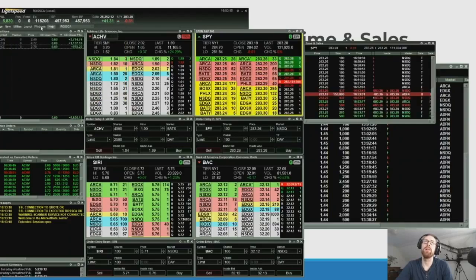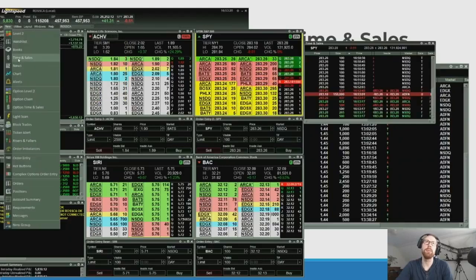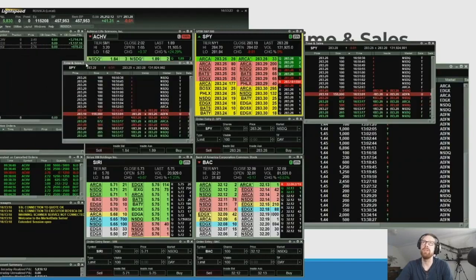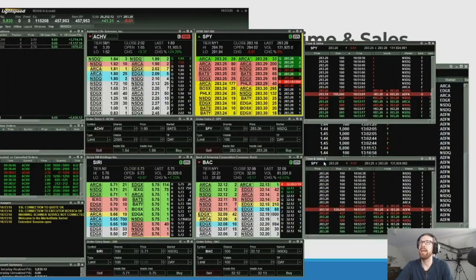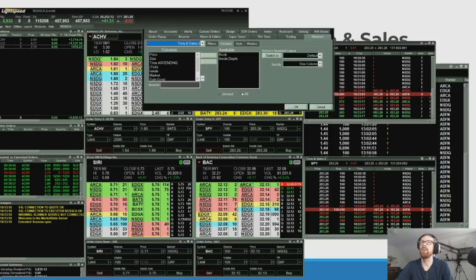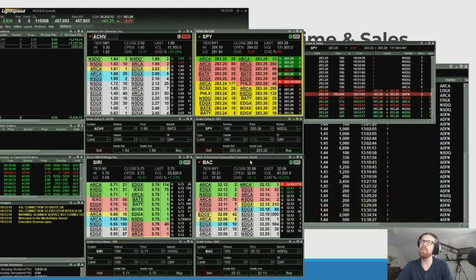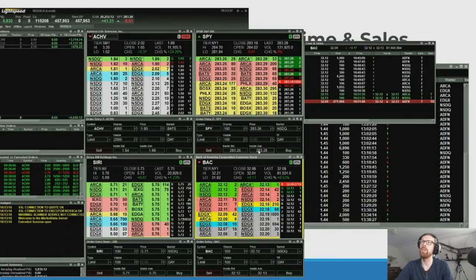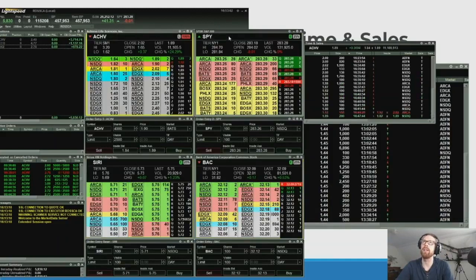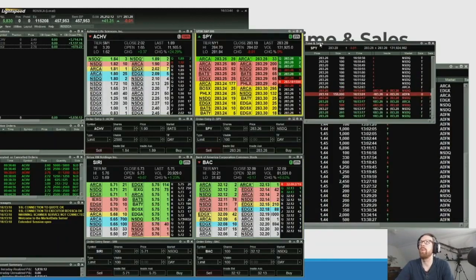And then you can go to new and go to time and sales to pop out a new time and sales window like this. And then of course you can link them together using the linking feature. So you can go into the settings and you can link these together so they stay together. I think by default, this will link to whatever is in focus, the window that you're selected on, which is fine. You can do it however you want.